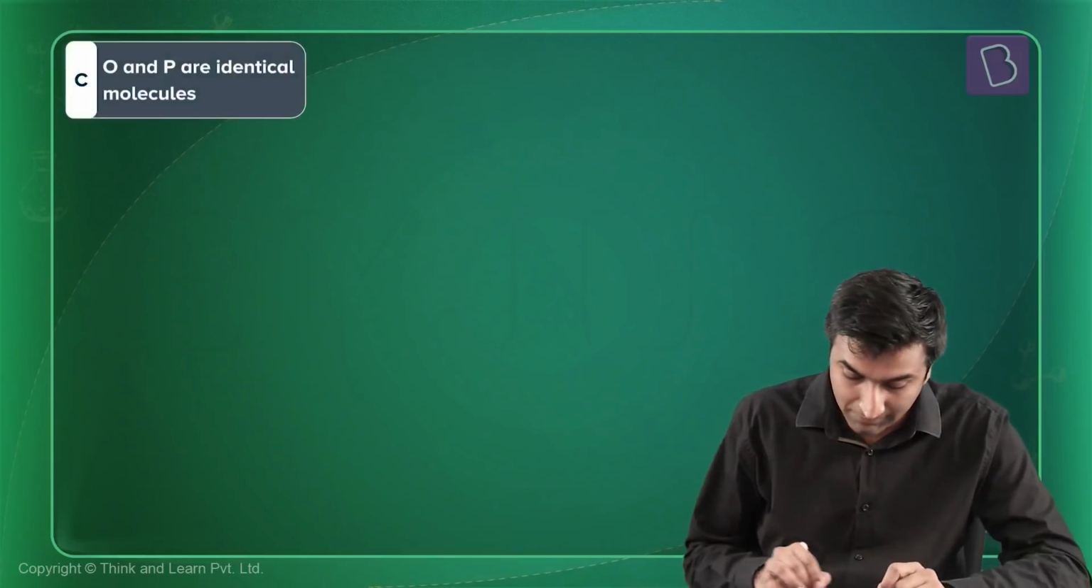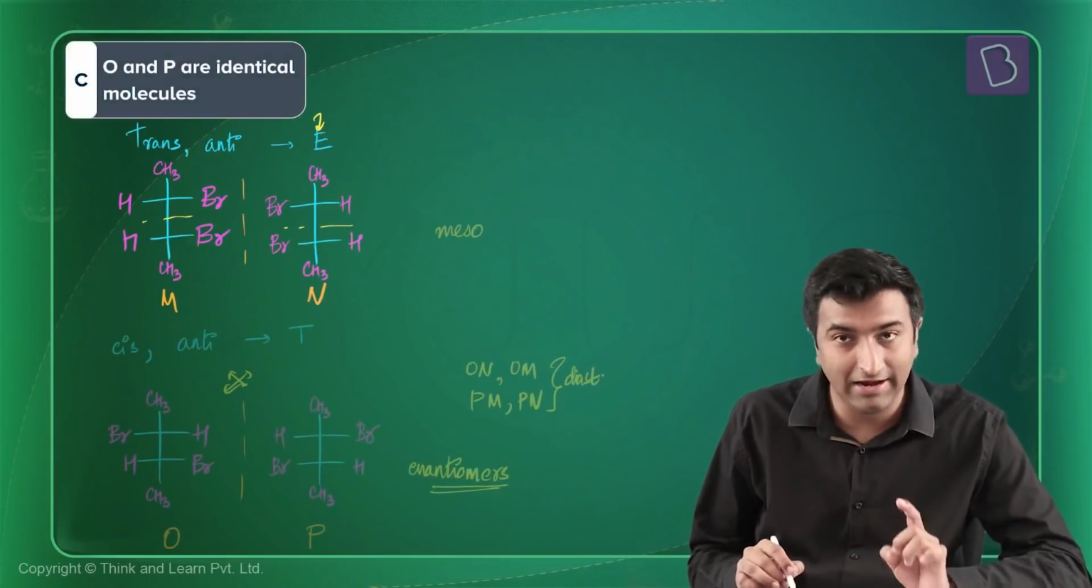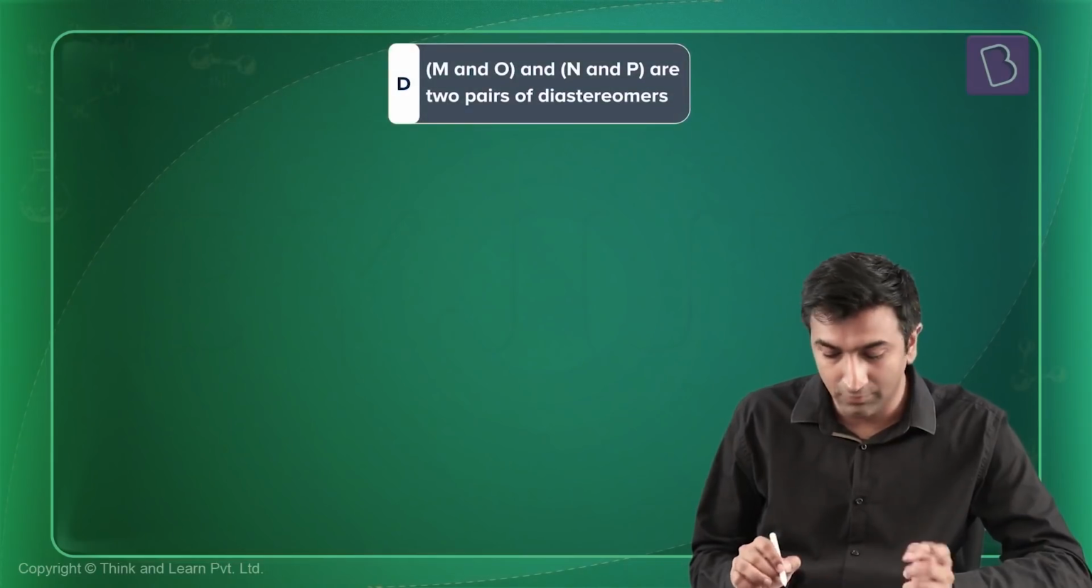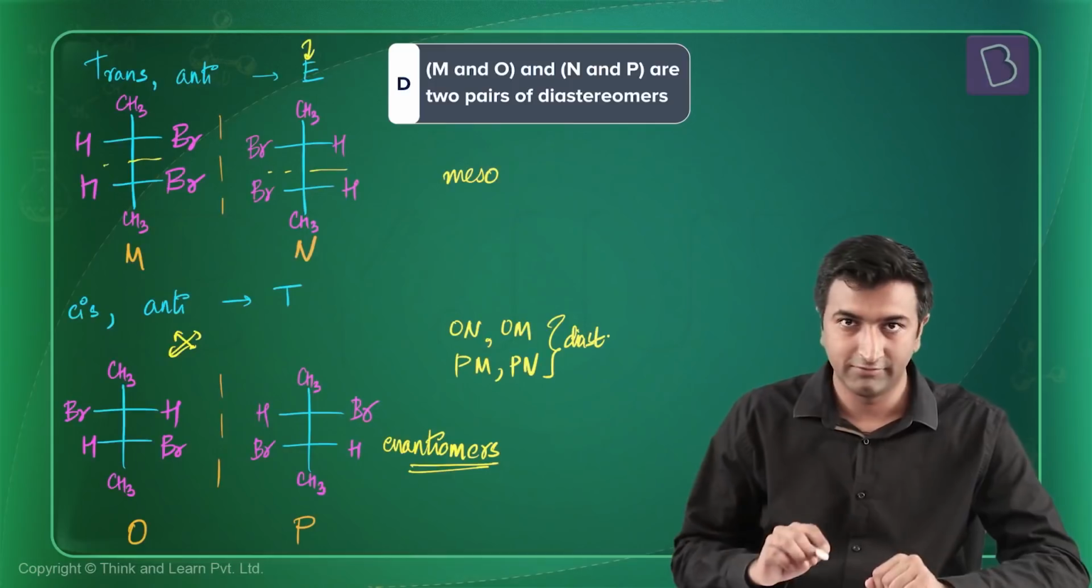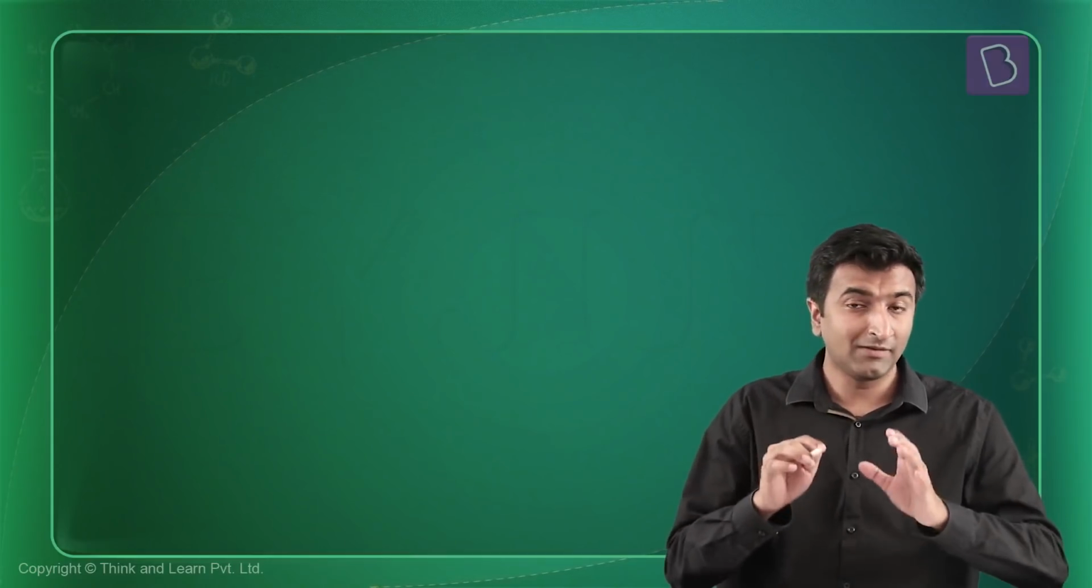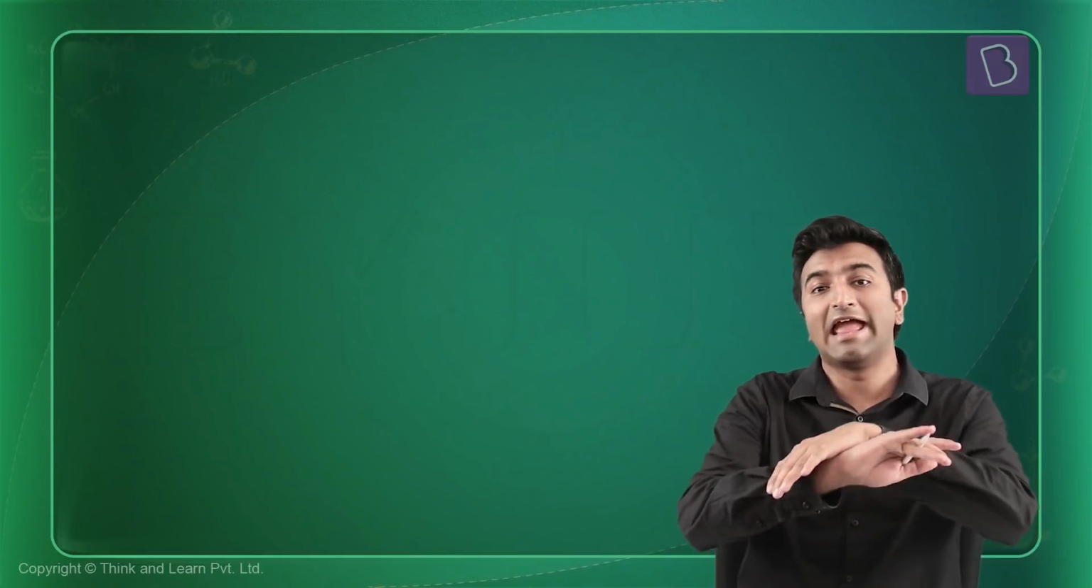O and P are identical molecules? No. M and N are identical molecules. M, N, O, and P are two pairs of diastereomers? Sure. We already marked that out when we were figuring this out. So there you go. These are the correct answers. We spent some time on this because this theory will help you solve literally any question on the idea of addition when you're doing stereoisomerism.